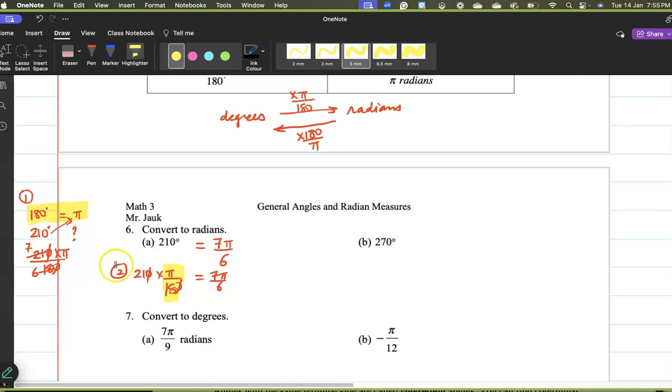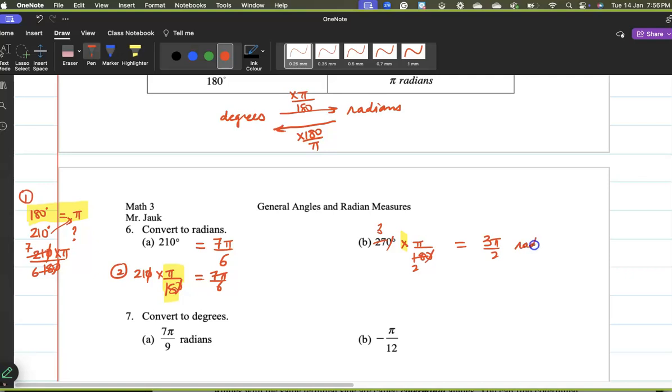So do it for 270 degrees. I'll do it directly. I'll multiply this by pi by 180. 9 3s are 27, 9 2s are 18. So 3 pi by 2 radians.